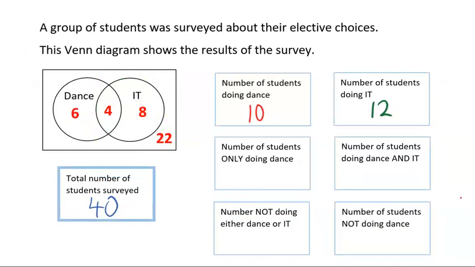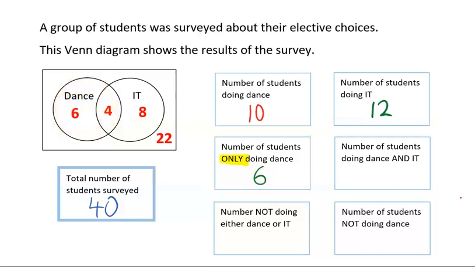Our next box is talking about the number of students who are only doing dance. Only dance and not IT. So this is our dance bubble. Everyone in here is doing dance. But we want to know the students who are doing dance only, who are not doing IT as well. So we're going to need to change our bubble. These students are doing IT as well. So if we want to see the students who are just doing dance, that's the students in the dance circle, but not the overlapping part. These 6 students who are doing dance, but not IT as well. So the number of students only doing dance is 6. They're only in the dance circle, not overlapped in the IT circle.